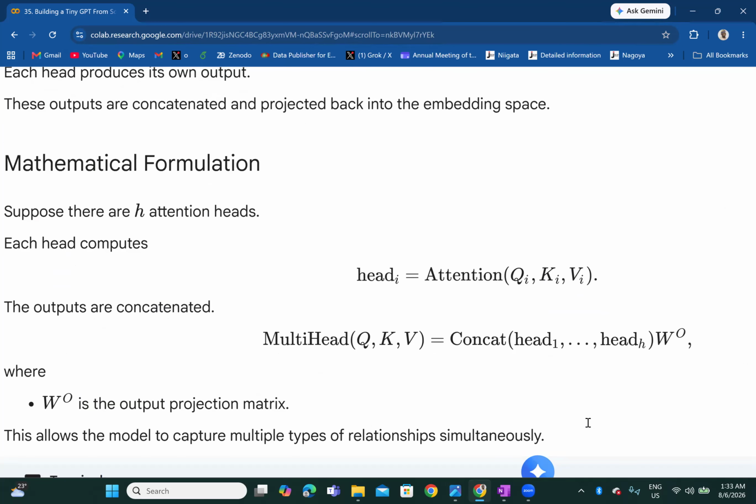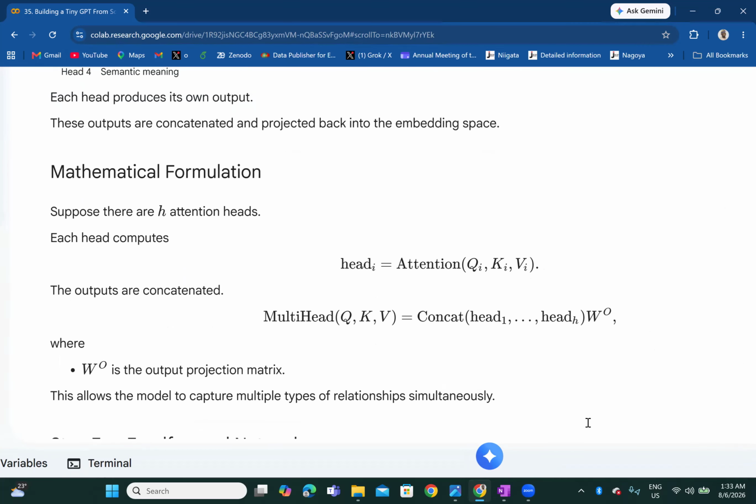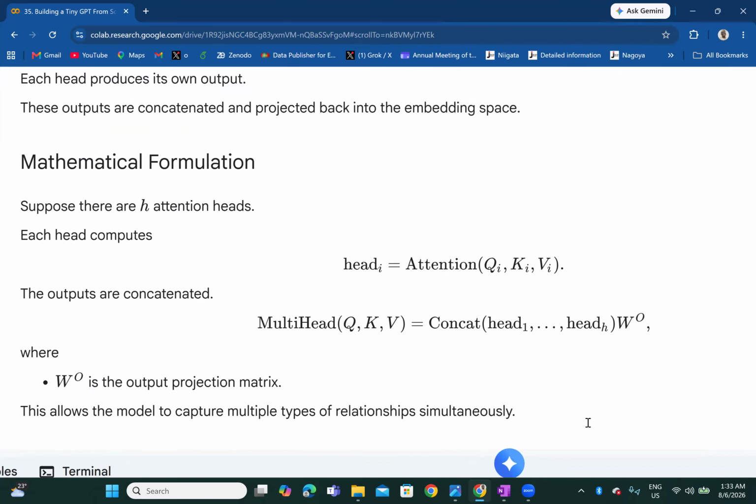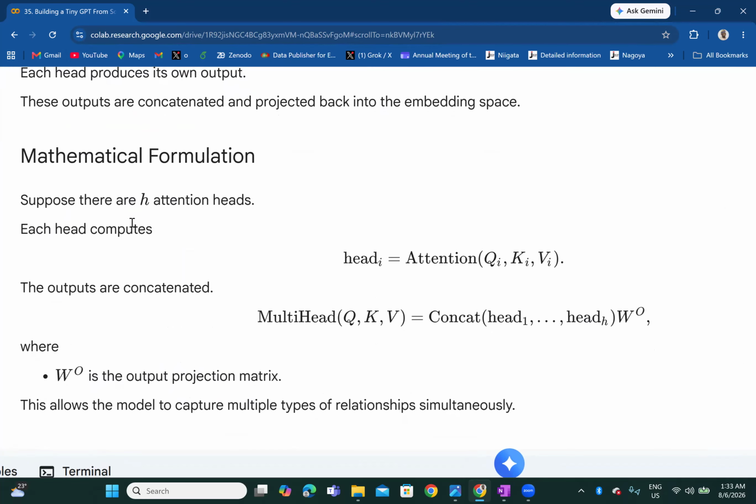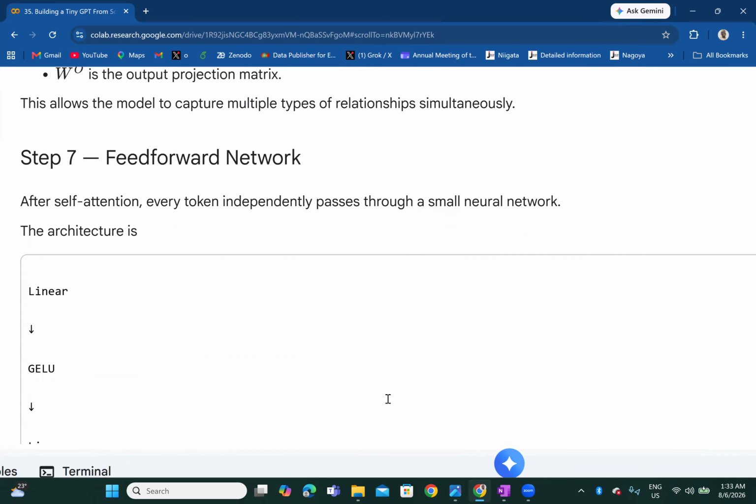Then we have the mathematical formulation for multi-head attention. Suppose there are H attention heads. Each head computes head i, which is attention for query i, key i and value i. The outputs are concatenated. So you have multi-head QKV equals concatenation of head 1 all the way to head H multiplied by W0, where W0 is the output projection matrix. This allows the model to capture multiple types of relationships simultaneously, as different heads have learned different things.